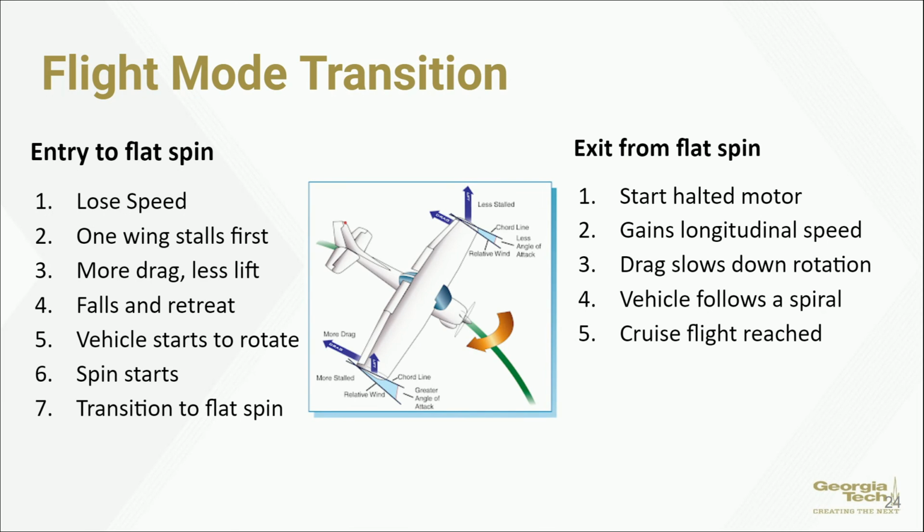Then we can apply differential thrust to spin up and transition to autorotation. To exit from autorotation, simply apply thrust to both motors. This allows the vehicle to slow down rotation with drag and gain more longitudinal speed, and the vehicle would follow an expanding spiral. Ultimately, the curvature of the trajectory would be low enough to assume cruising flight conditions.